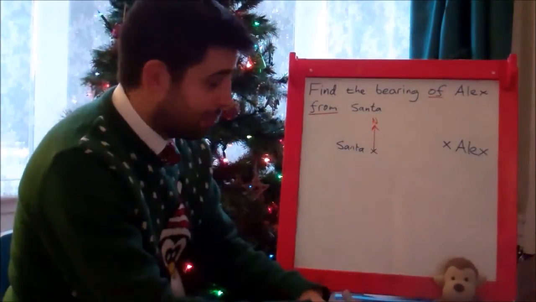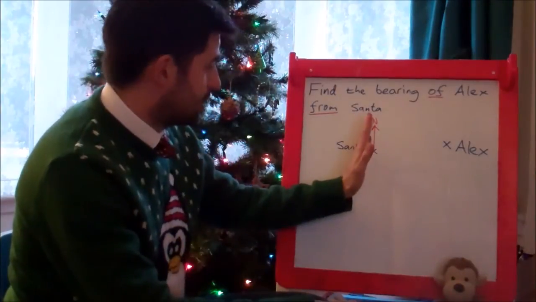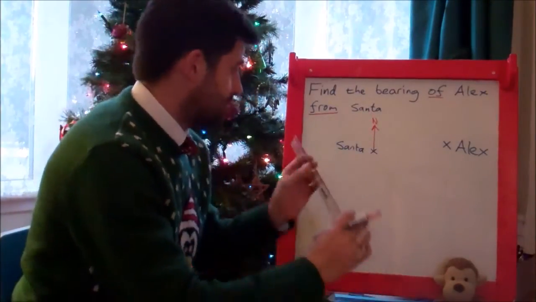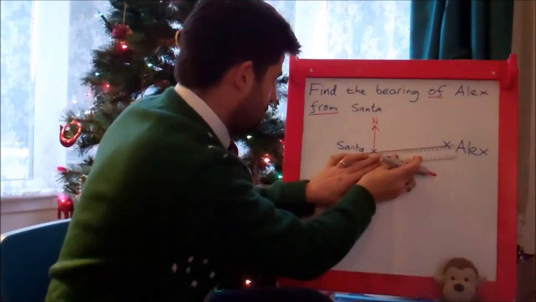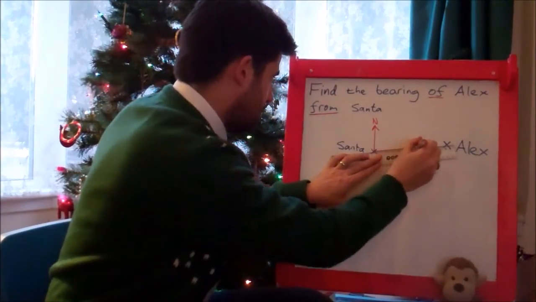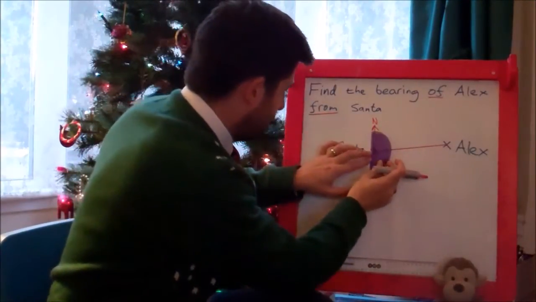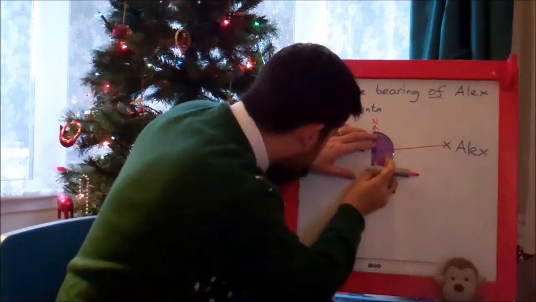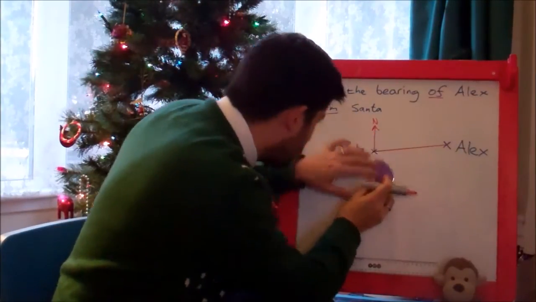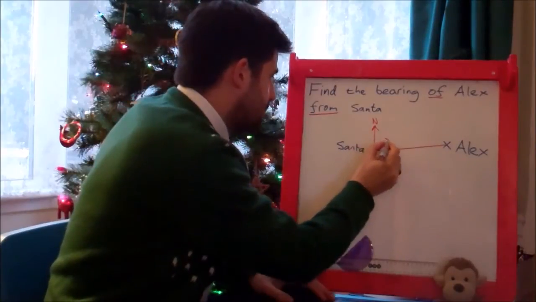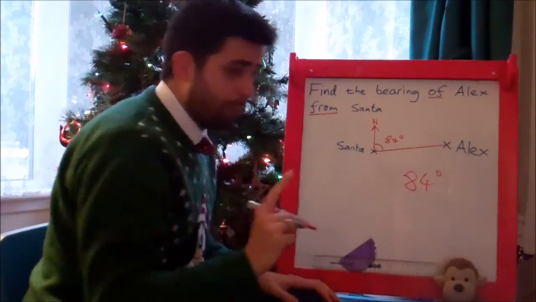Right, okay, so this time, same idea, this time Santa's going to go see Alex. So it's the same thing, got the north line at Santa, I'm going to join a line up to Alex from Santa, so I'll do that. Then I'll get my protractor, put the 0 on north, measure around, and I make that about 84 degrees. So 84 degrees. So this time I've got to do one more thing.